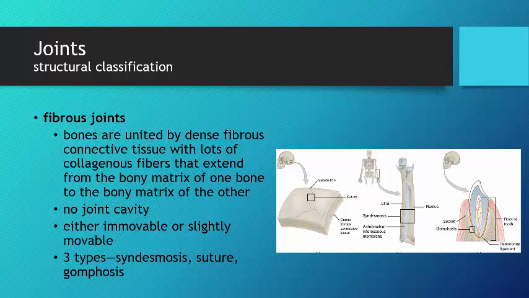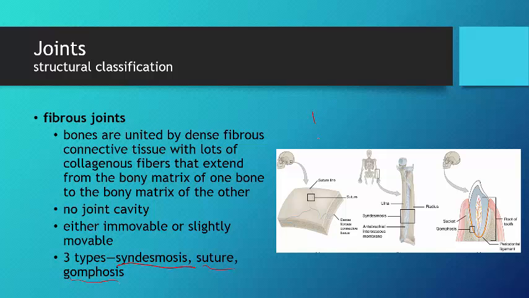and there's some variability, I guess, in how much the joint can move depending on the way that the joint is built. And when we further subdivide the fibrous joints, there are three terms that relate to these types. First is a syndesmosis. The second type is a suture, and the third type is a gomphosis.